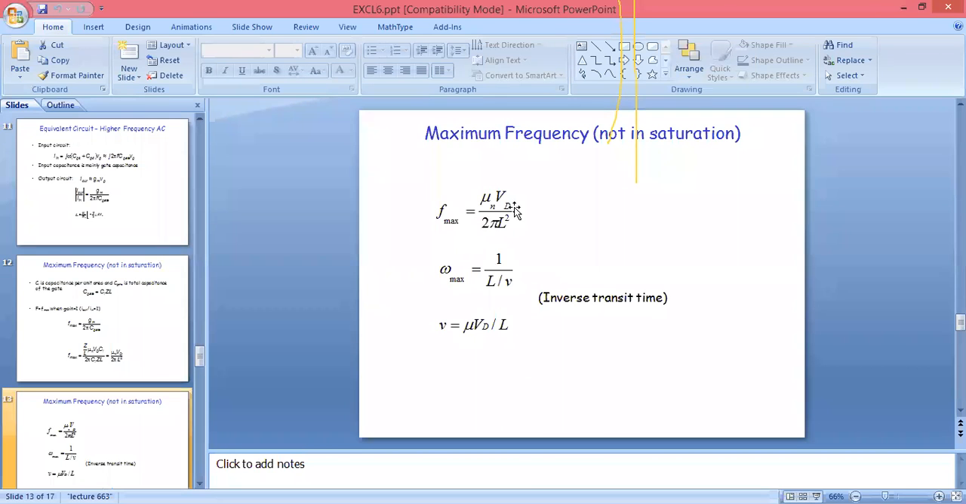This is the frequency we are getting here. And if it is an inverse transit time, then the value of omega is nothing but 1 upon L by V, where V is voltage. And we can write here mu n Vd upon L.